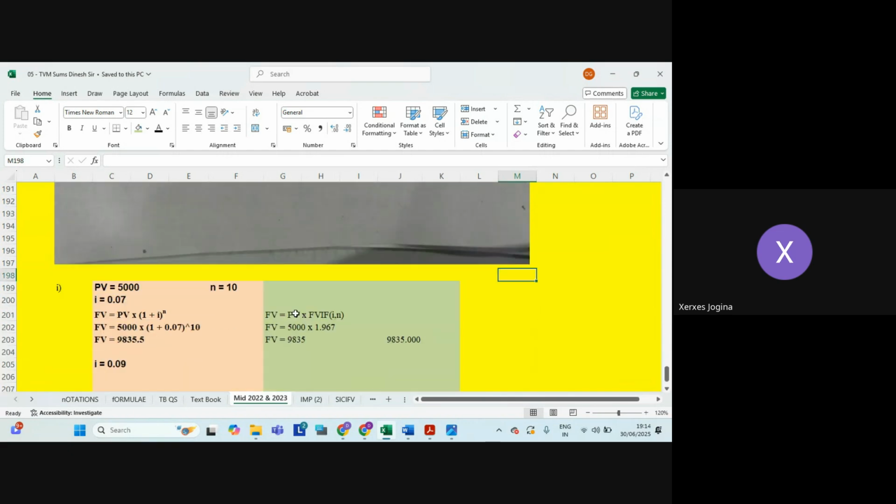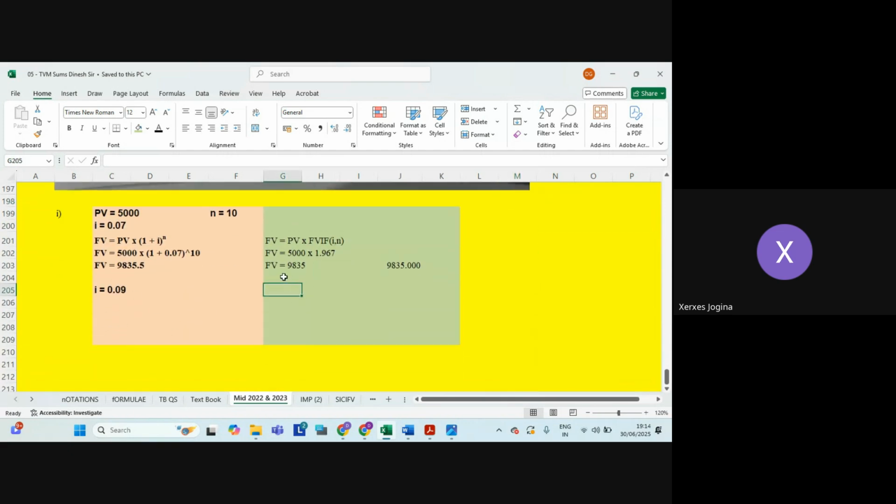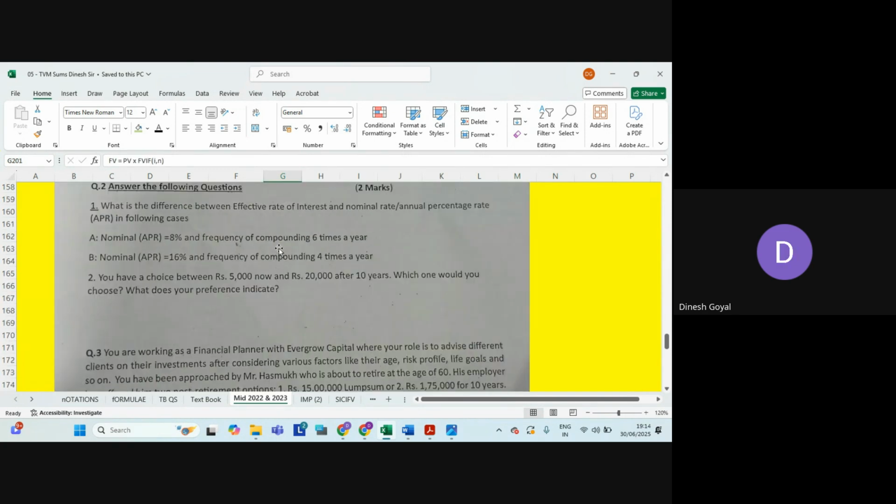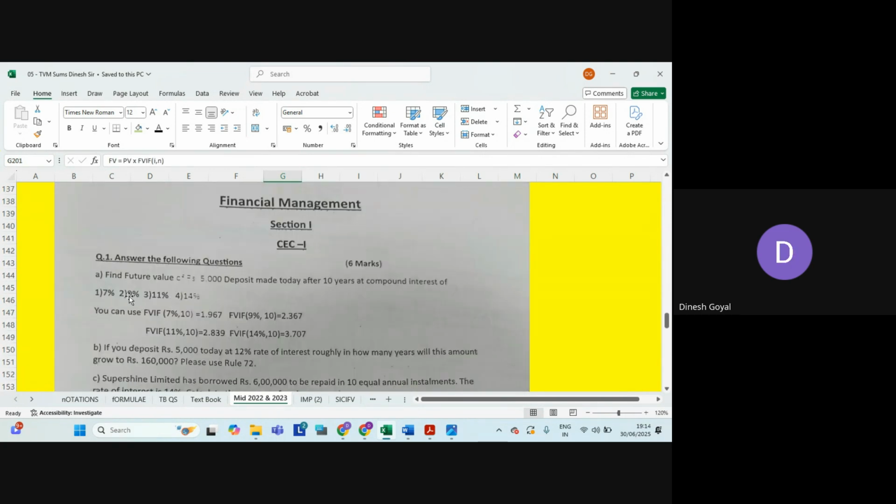The answer is 11,836.5. Second one, that is simple. Now 11,836, you have to just multiply 5,000 into this. So that you all can do, 9, 11, and 14.